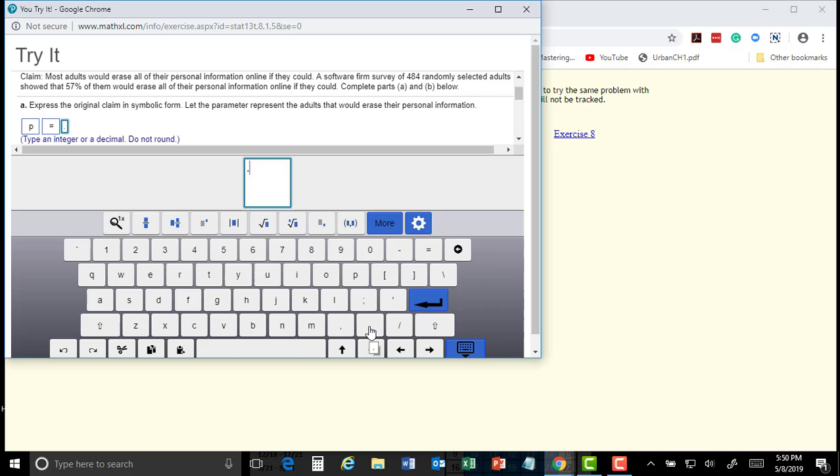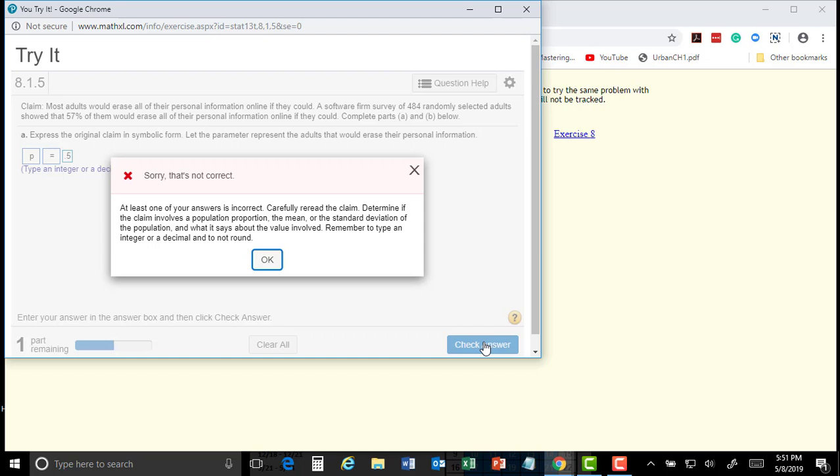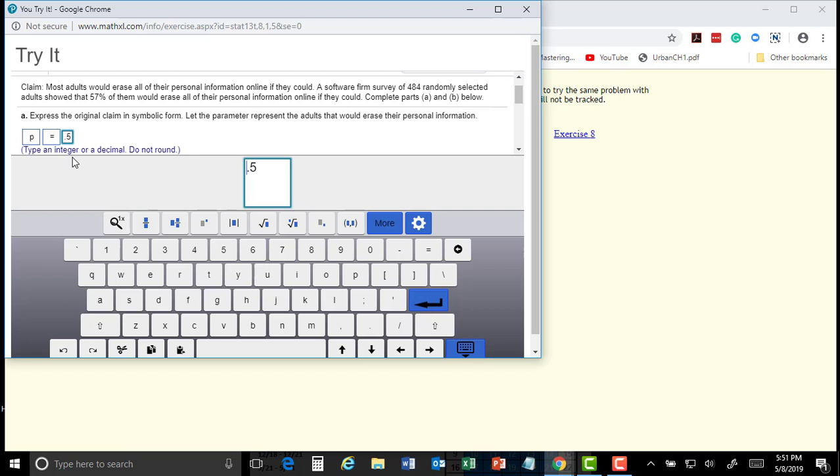Okay. And then let the parameter represent the adults that would erase their information. I'm assuming 50% or less than 50% when we're talking about whether it's significant. I don't know what the answer is. It says at least one... Let me see what they put here. Are they putting the alternative? Express the original claim. They say that. Are they talking about the alternative? Do I want to show that there's more than 50% or less than 50%? I would say my claim is that it's more, right?